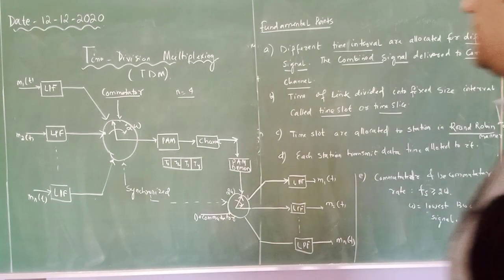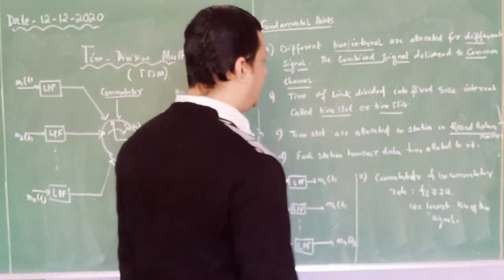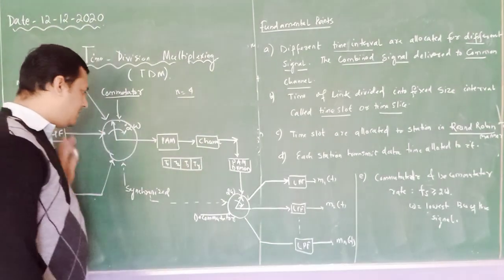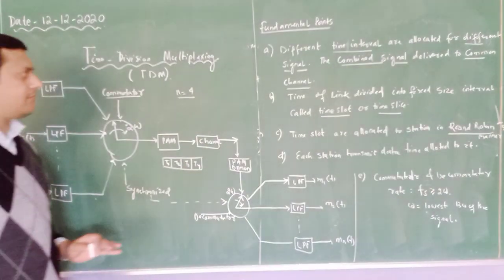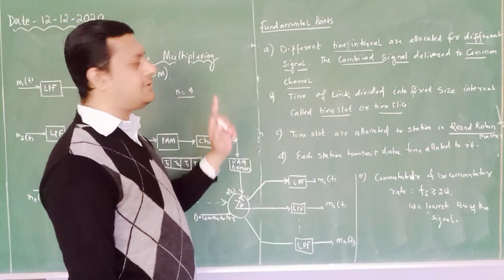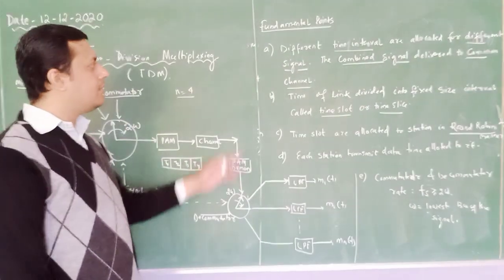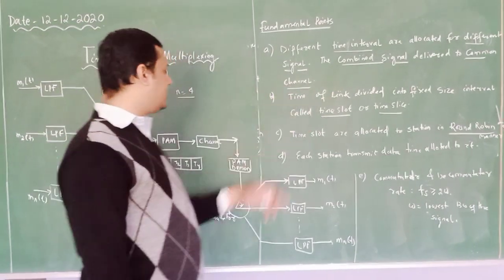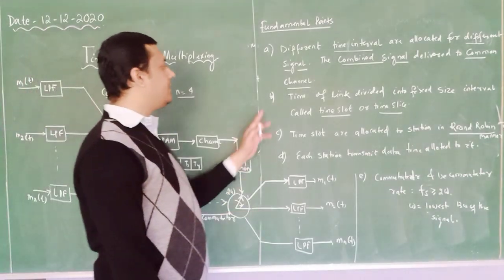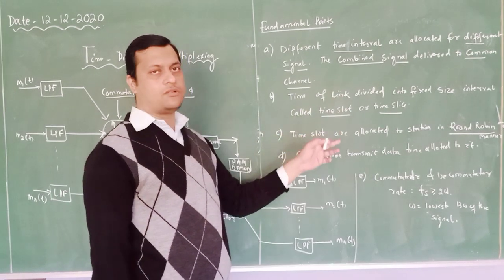Okay. So here a few points I have written. You can explain these points in your own words. These are the fundamental points I have discussed with respect to time division multiplexing. First, different time intervals are allocated for different signals. The combined signal is delivered to the common channel. Satisfied? Okay. Next, the time of the link is divided into fixed size intervals called time slots or time slices.